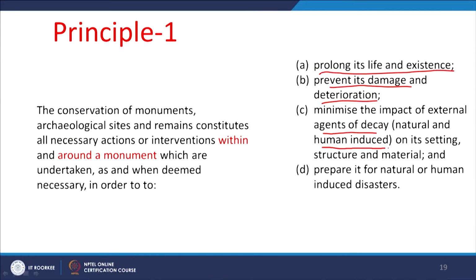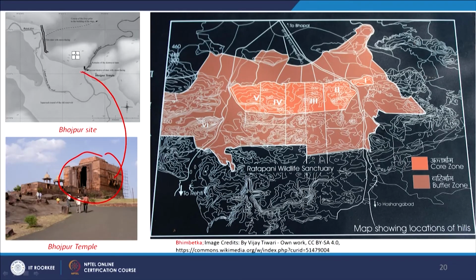Minimize the impact of external agents of decay, both natural and human induced, on its setting, structure and material, and prepare it for natural or human induced disasters. The one example I showed was about Ayodhya. Like as I said, in Bhojpur, this is not just a temple we have to focus on, this is a larger site. How rich the evidence is in the larger site. So we have to talk about that buffer aspect, how we can protect that site.